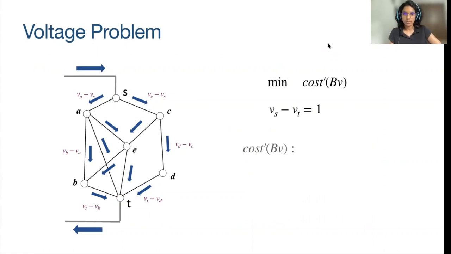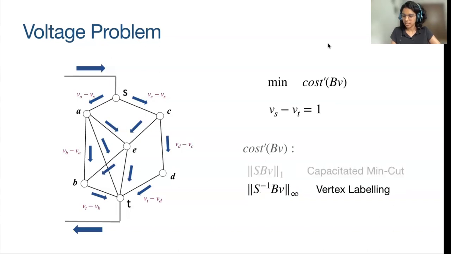This problem also captures some well-studied problems. If the cost function is the weighted L1 norm, then it captures the capacitated min cut problem. If it's the weighted L infinity norm, it captures vertex labeling. And if it's the L2 norm, it captures electrical voltages.